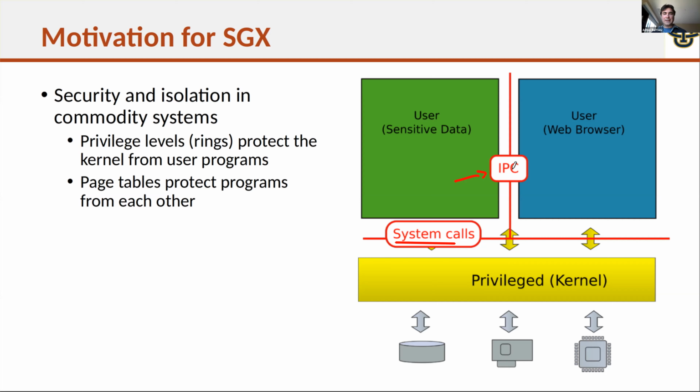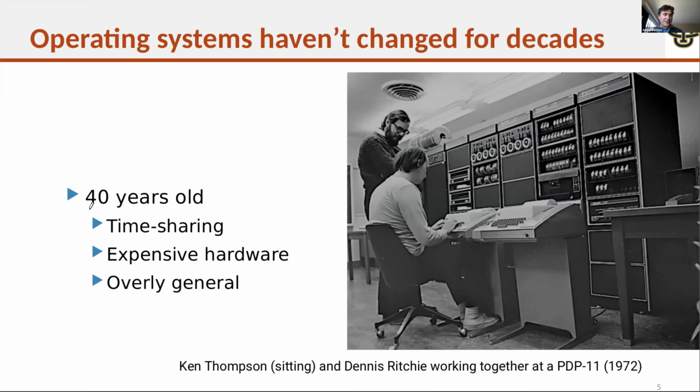It was invented, as I was saying, 40 years ago here, but really it's like 50 years ago. We were using those time-sharing machines back then. They were expensive. We have one machine and hundreds of people are using it. But all people were kind of friends. The hardware was expensive, but no one was attacking each other. Ken Thompson and Dennis Ritchie were working together on these early Unix prototypes on the PDP-11 in 1972.